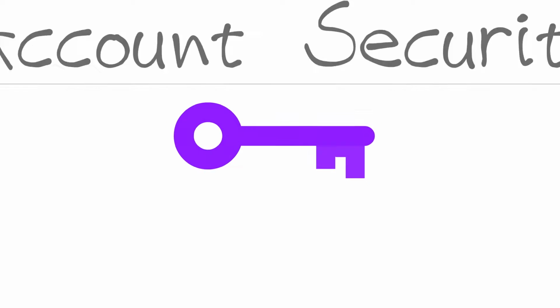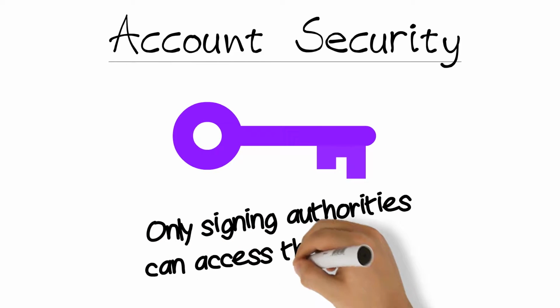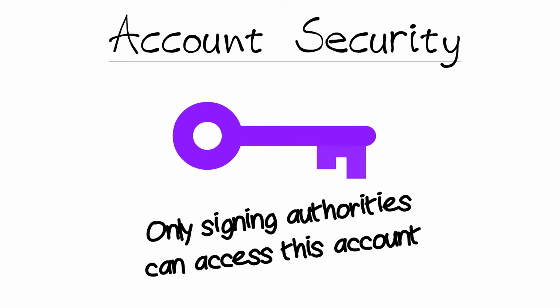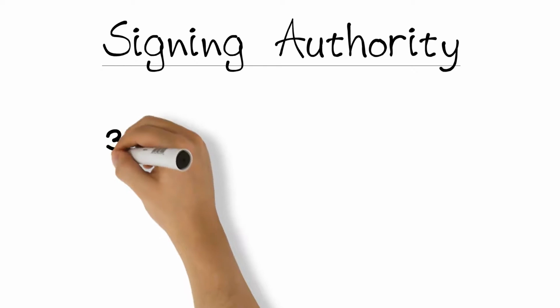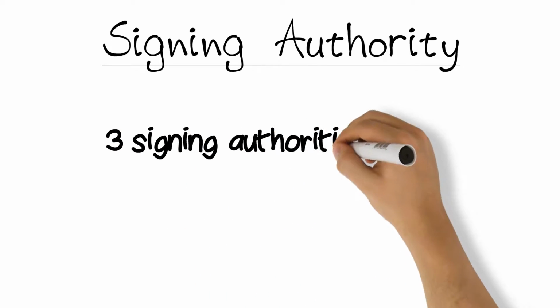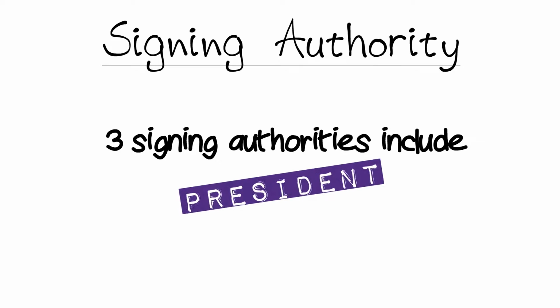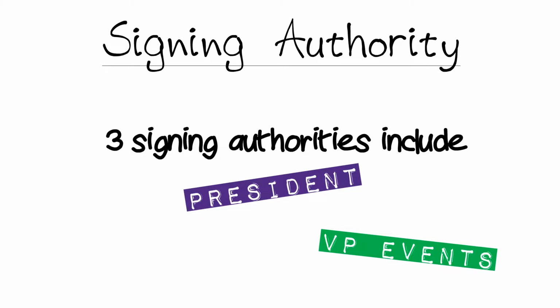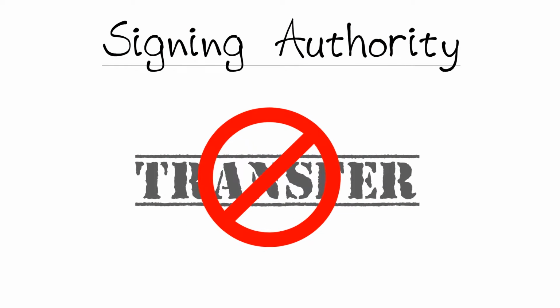To enhance the security on these accounts, the USC has agreed that only people with signing authority can access this account. So, who has signing authority and what does this mean? All organizations are assigned 3 signing authorities. Signing authority is automatically given to the President, Vice President Events, and Vice President Finance. Signing authority cannot be transferred.